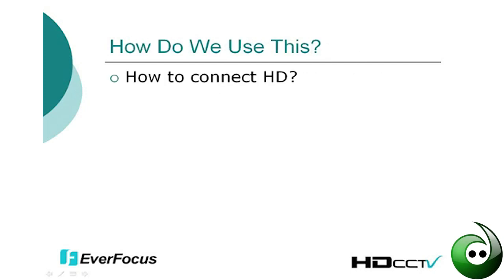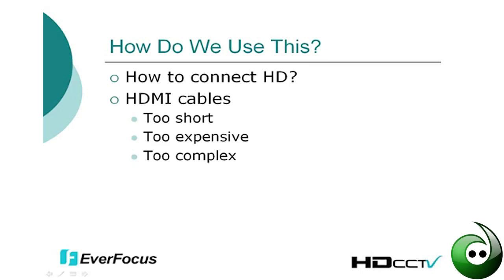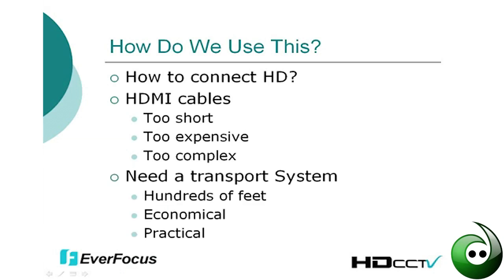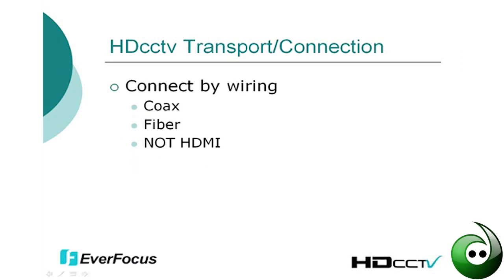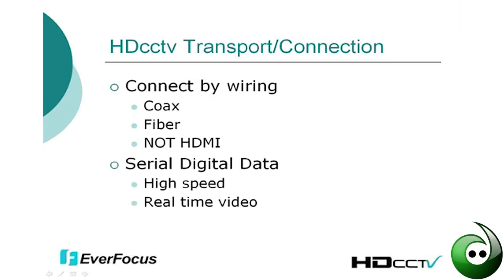How do we use this? How do you connect HD? HDMI cables don't work. They're too short, too expensive, it's too complex. We need a transport system for professional closed-circuit TV surveillance that will cover hundreds of feet, that is economical and practical. The way we connect HD-CCTV, the way we transport it, is on wire, but we use coax, or we can use fiber, but we don't use HDMI. We're transporting serial digital data at high speed to provide real-time video. And we're doing it over traditional coax with BNC connectors.